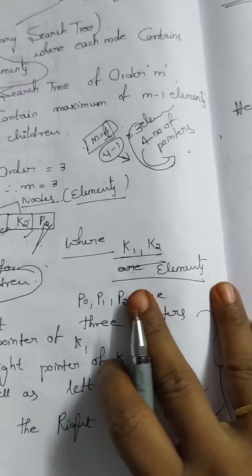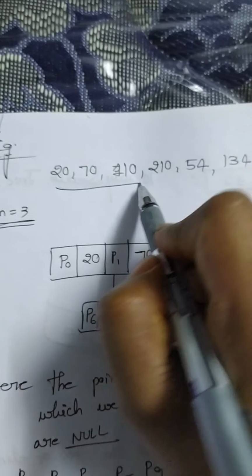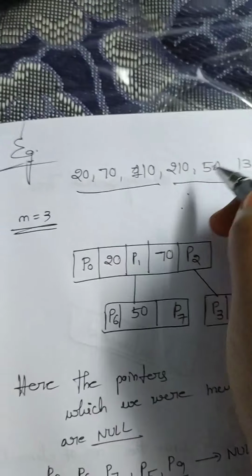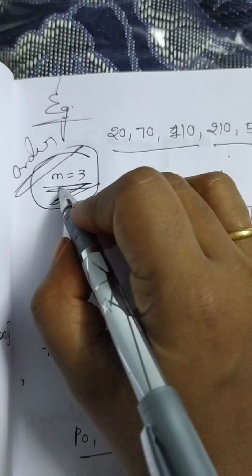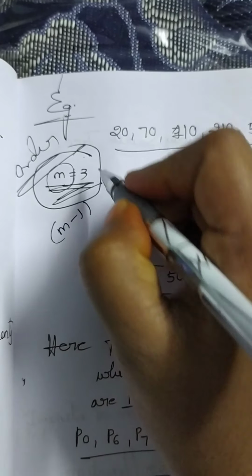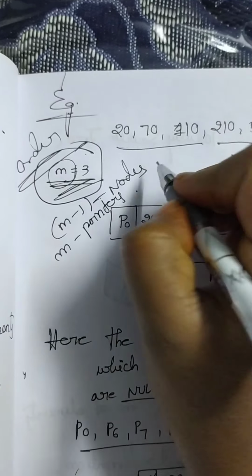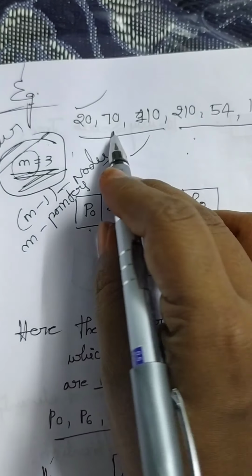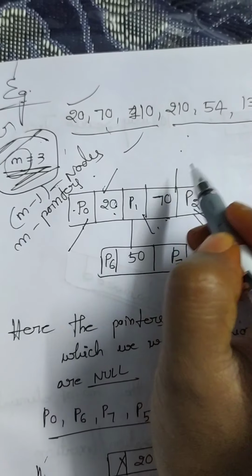And what is an example of an M-way search tree? Here we take 20, 70, 110, 210, 54 as well as 134 as an example. We take the order as M equal to 3. So if the order is M, a node may contain M minus 1 elements as well as M pointers. First we take 20 and 70, with P0, P1, P2: 3 pointers as well as 2 elements.